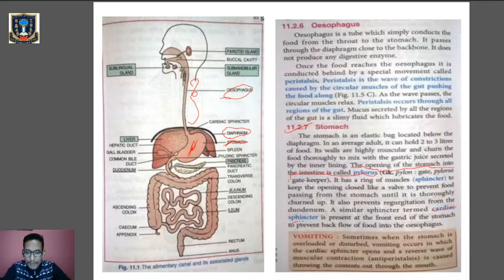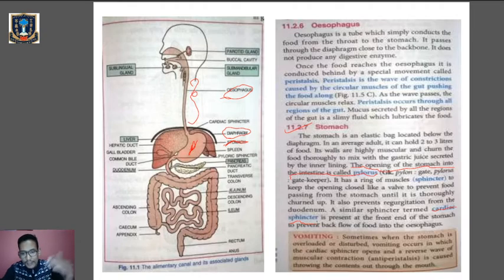Now, for these sphincter muscles, we have another type also, which is called the cardiac sphincter. The function of this cardiac sphincter is to prevent the backward flow of the food into the oesophagus from the stomach. It is present at the front end of the stomach, whereas the pylorus is at the opening where the stomach opens into the intestine. We have the sphincter muscle over there also.